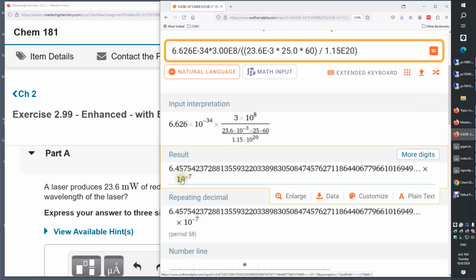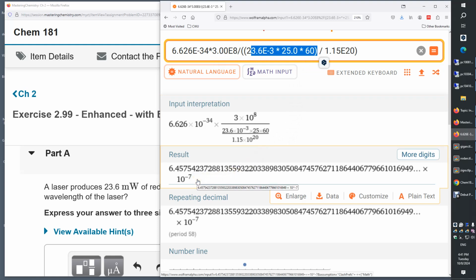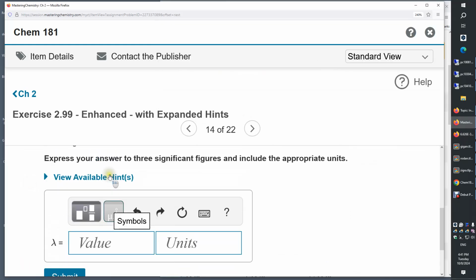6.46 times 10 to the power of negative 7. What's the unit? Meters. Why meters? I used SI units for the Planck constant, for the speed of light, for the amount of energy. Therefore, the unit of this number has to be the SI unit of wavelength, which is meter. So this is in meters. Alright, let's look at the question. I think you can just use meters here. You can also convert meters to nanometers. I'm gonna just use meters here.